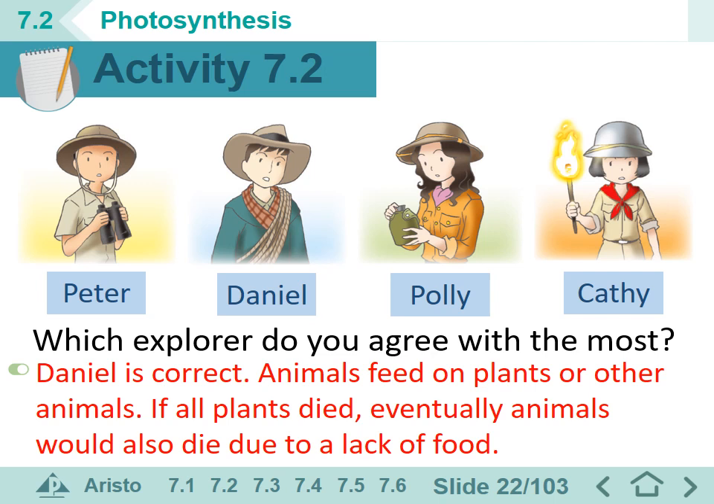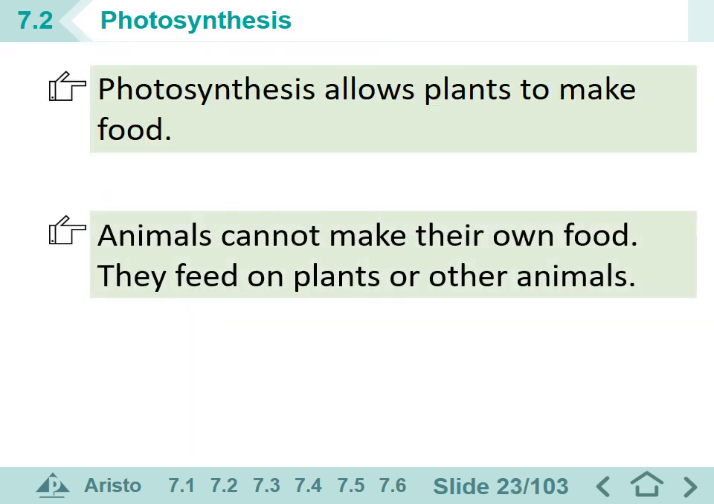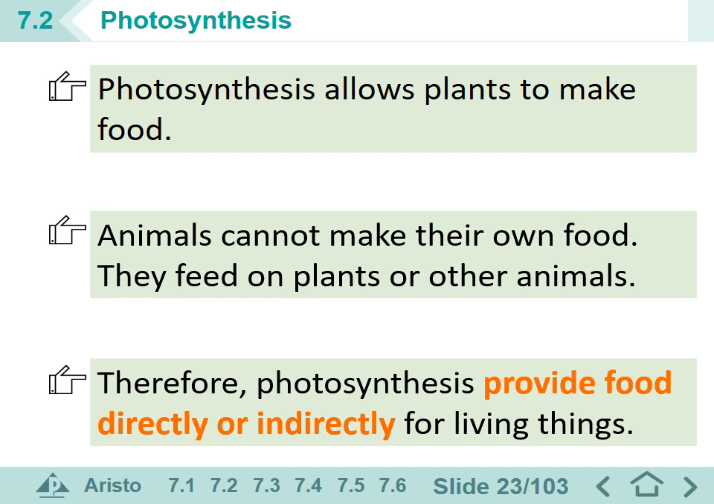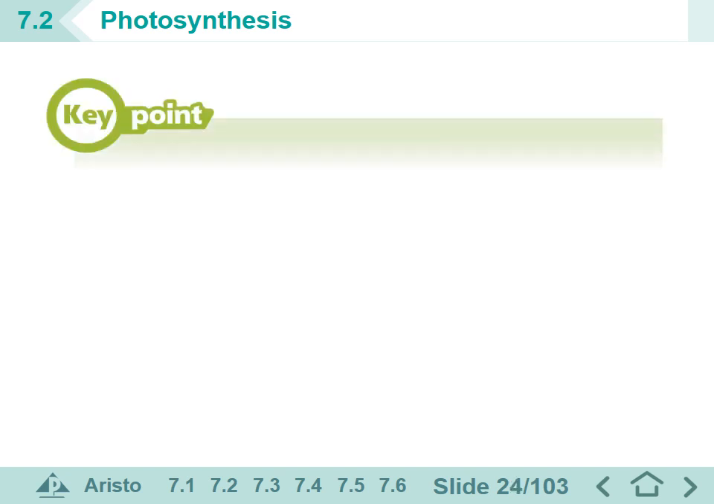Okay, so this is the reason why photosynthesis is so important. Photosynthesis allows the plants to make food, right? If there is no photosynthesis, then the plants will die and all other animals will die as well. Therefore, photosynthesis provides food directly or indirectly for living things.